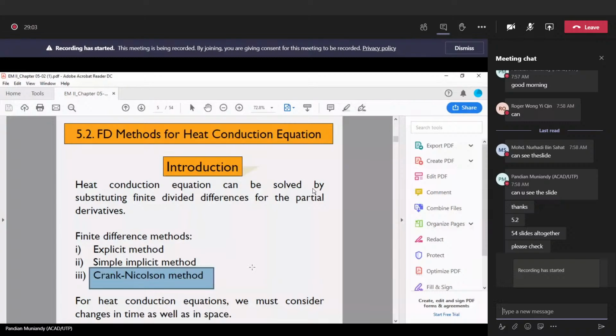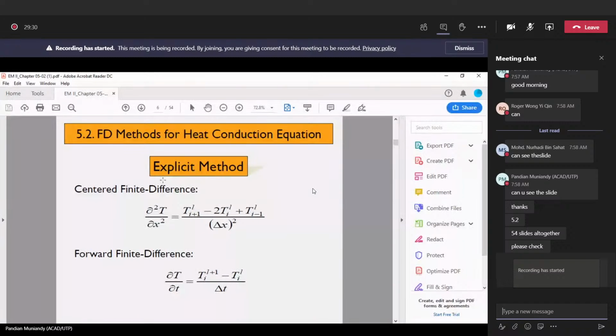As you know, these are numerical methods. For this 5.2, the finite difference method to solve PDE, we only focus on the heat conduction equation. Because there are three types we saw: elliptic, parabolic, hyperbolic, wave, and then heat and Laplace. But we just focus on the heat conduction equation. For the explicit method, write down, yeah, this is the equation you need.